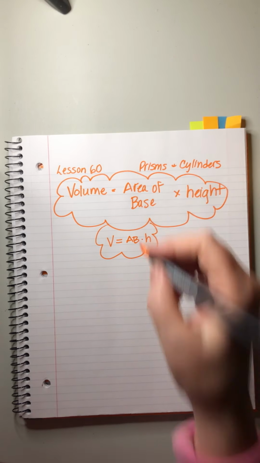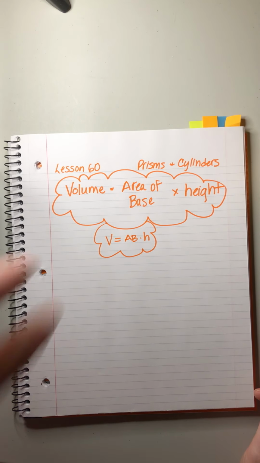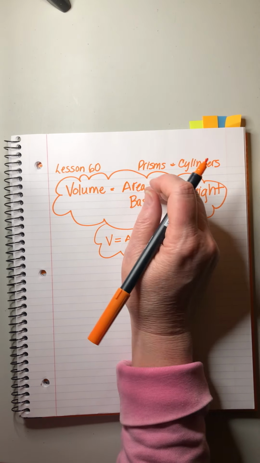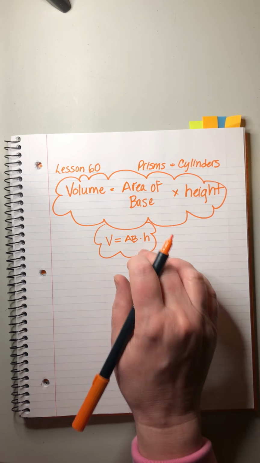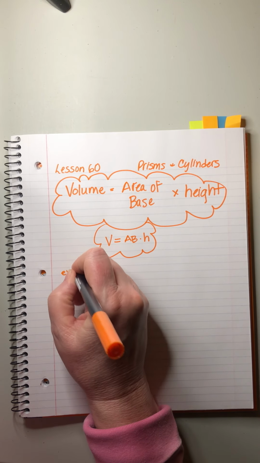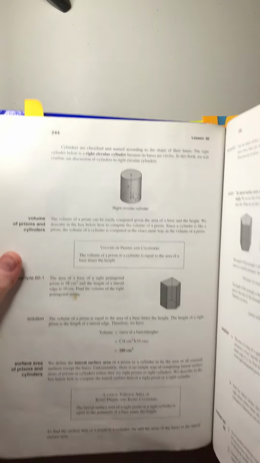Okay, I hope you found it. Pause me if you need more time to shuffle around, but make sure that's in your book, because here's the good news. This formula will still work for prisms and cylinders. It just means that the area of the base might be a little bit of drama, but this works just fine for prisms and cylinders, and it's the same equation we've already had. So let's look at example 60.1 and see what we've got.